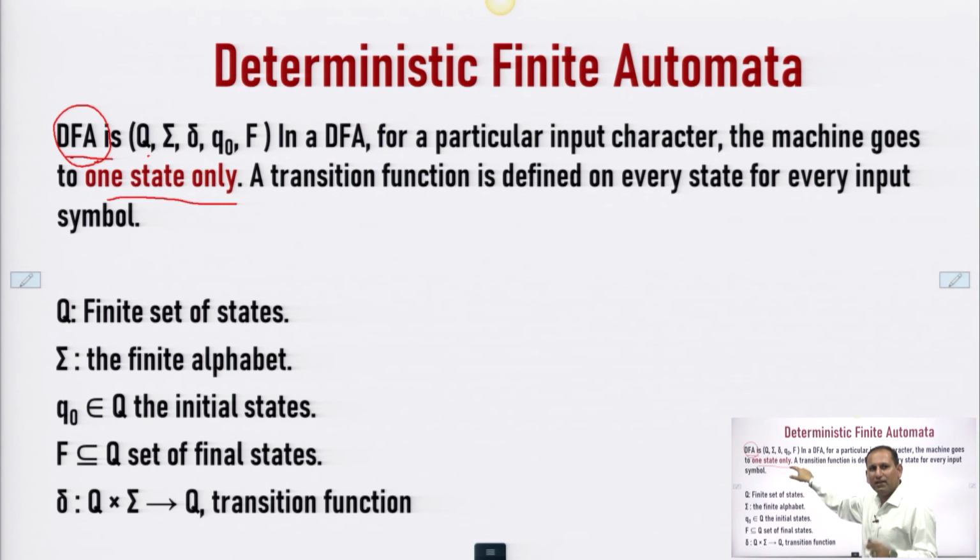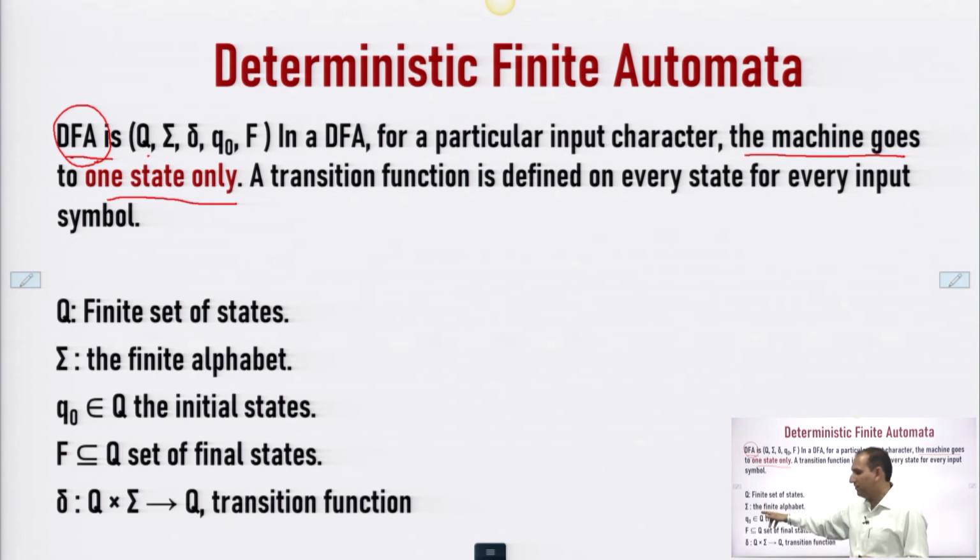Now, this is the uniqueness, or the characteristic of DFA. In case of a DFA, we have to remember that the machine goes to one state only. This is what differentiates it from the NFA. The transition function of this DFA for every state, for every input symbol is defined as you can see over here. Capital Q is the finite set of states.